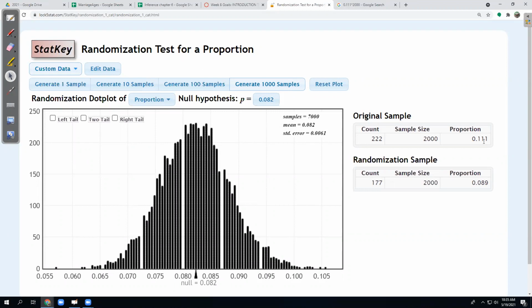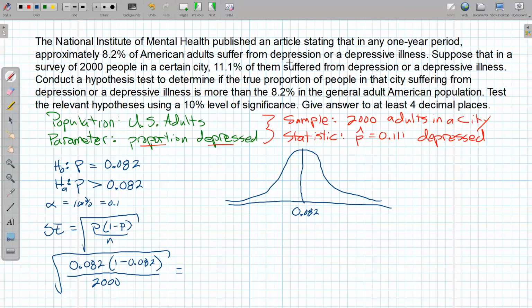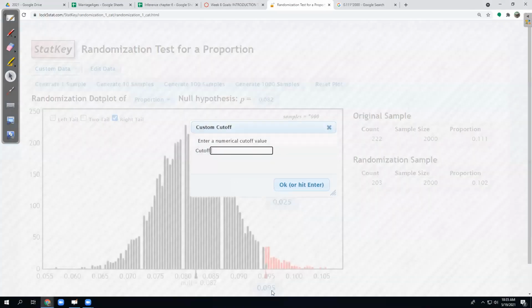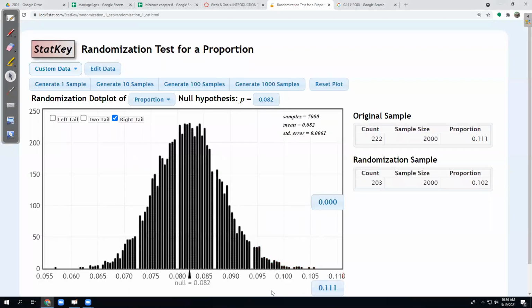And if I want to know where that 11.1 sits out here, I would have to do a right tail test. Why right tail? Because that's my alternative hypothesis. It says go to the right, greater than. And then I go down here and I plug my sample statistic in, 0.11. Okay, and according, holy moly, it's way out there on the side. Okay, so is that really true? So it's saying the p-value is about 0.